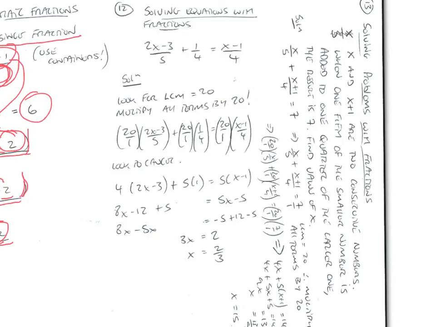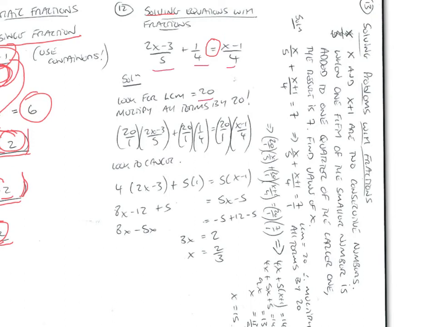Now I'm going to solve some equations here with fractions. Okay, so this has an equal sign. The solve word is there. So I'm actually going to find a value for x. So I don't use containers for these. I look for the lowest common multiple of 5, 4, and 1.